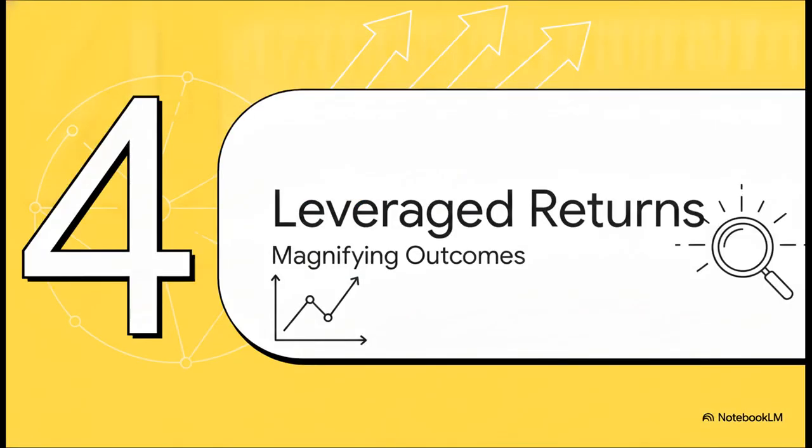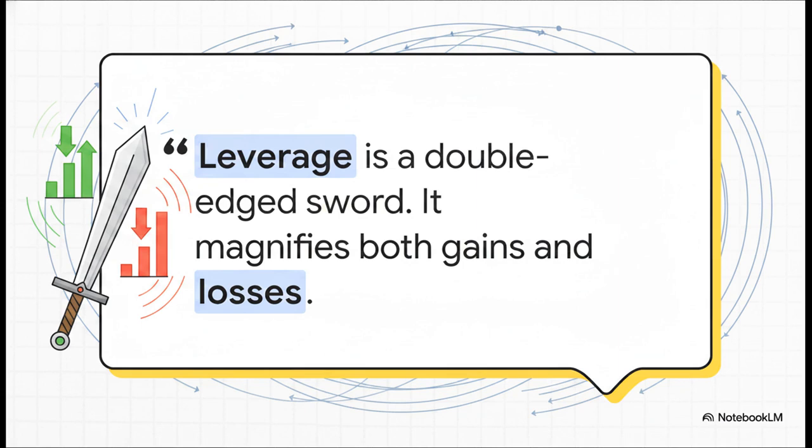And that brings us to Section 4, magnification and calculating leveraged returns. Let's move into our final high-yield topic for this explainer, leverage. Simply put, this is borrowing money to increase the size of your investment. But listen, leverage is a double-edged sword.